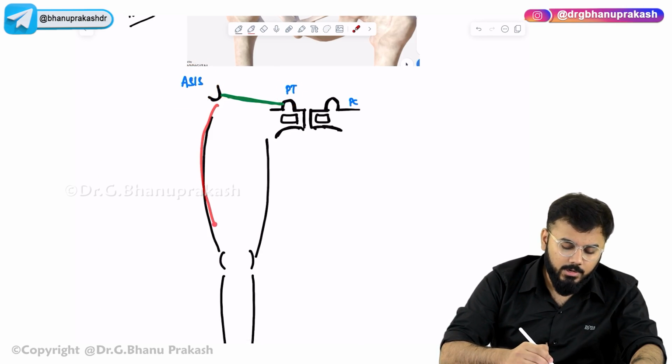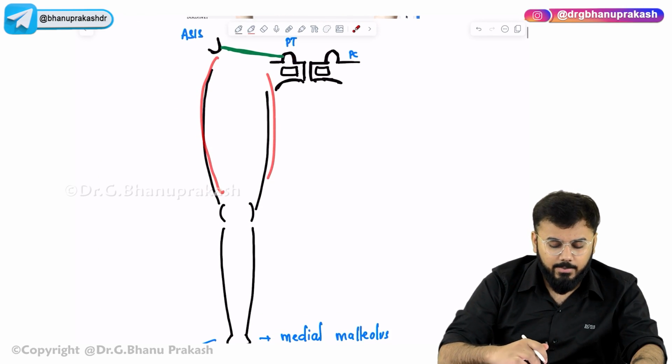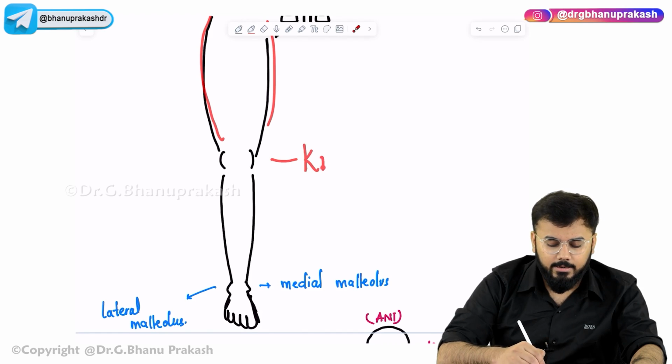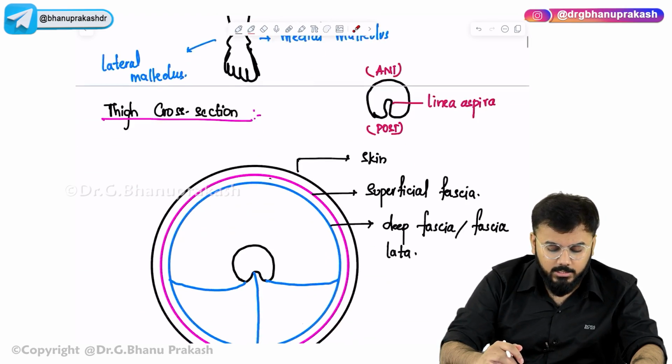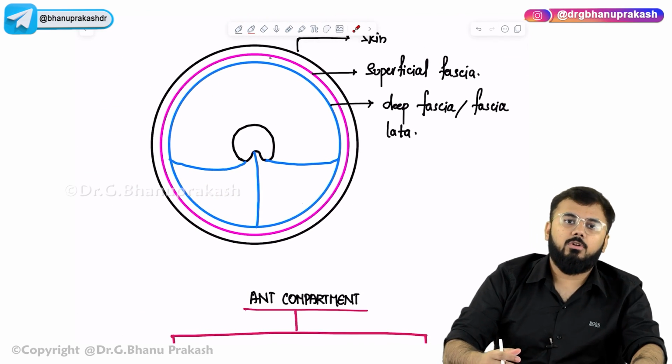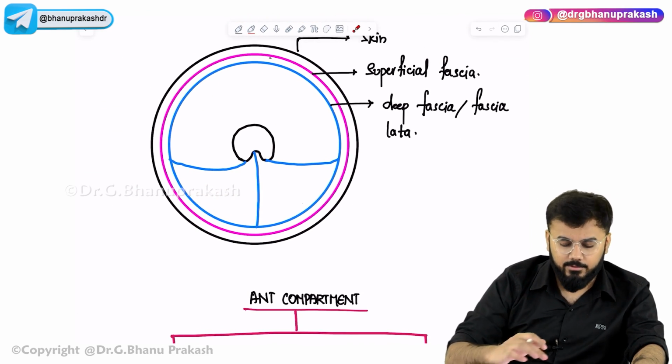So from here, the lower limb starts. This is the thigh part, this is your knee, and this is your leg. So there are three important parts. First of all, let us make the section of the thigh. So this is the section of the thigh which you can see.